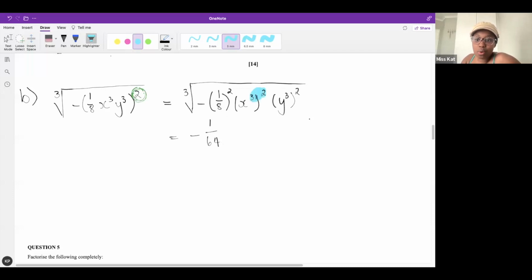It's called power to a power. We multiply them. Thank you, Abu. So it's x to the power of 6, and again, y to the power of 6. And this is all still cube rooted.